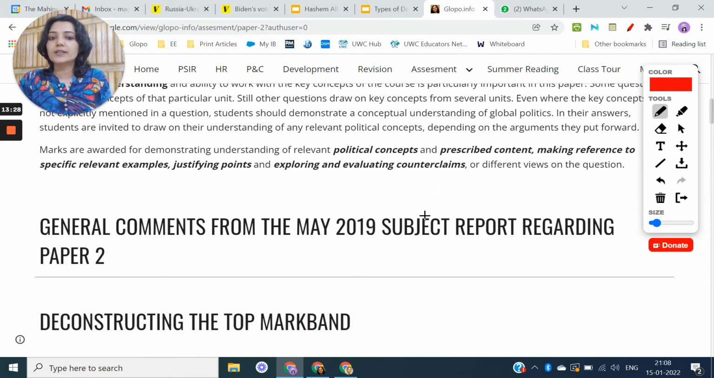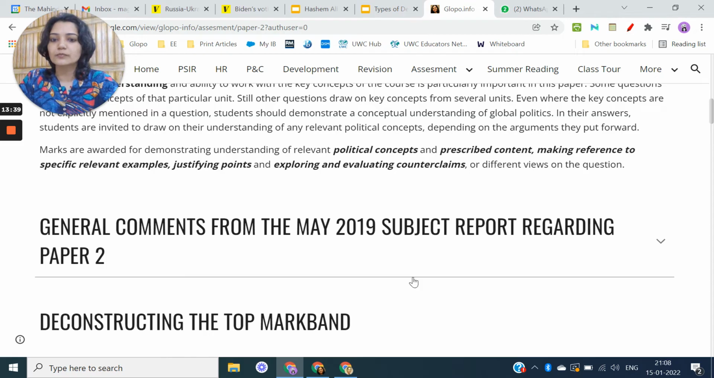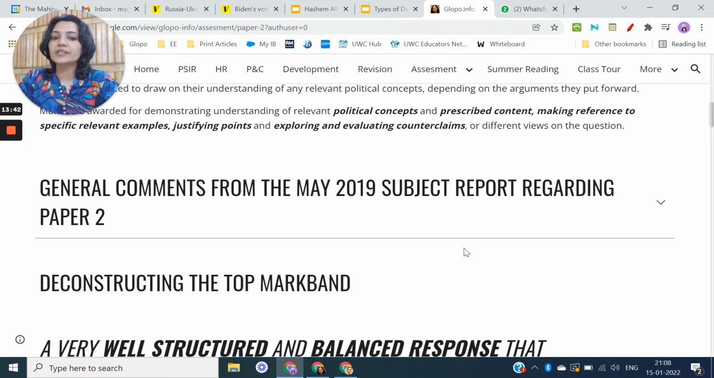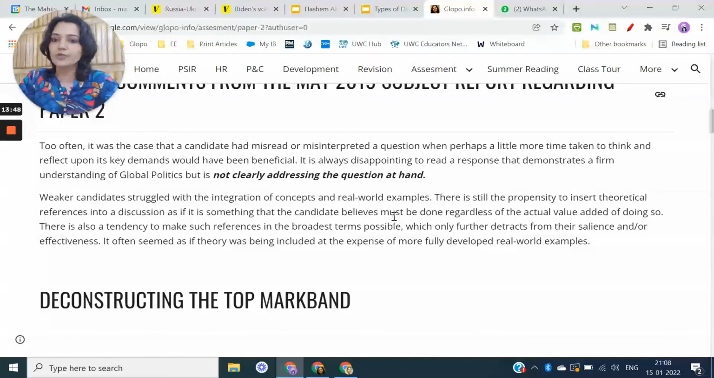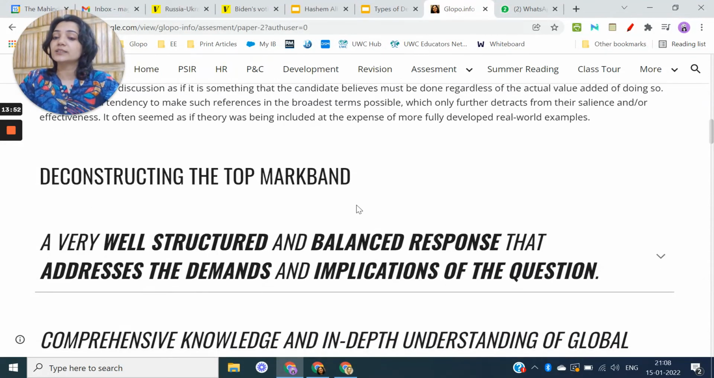Now further you will see I will be covering all these things together. I'll just show you what I have written down. So, general comments from the May 2019 subject report regarding paper 2. I will be updating this later, but if you are curious to know the subject report, you can find it here. Now this is something important which I want you to read. I'll show you the path, but you have to walk down it on your own.